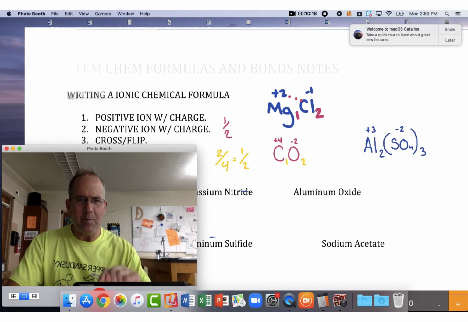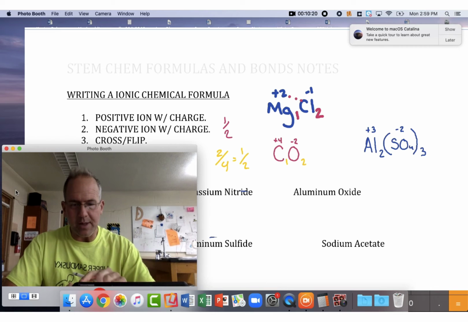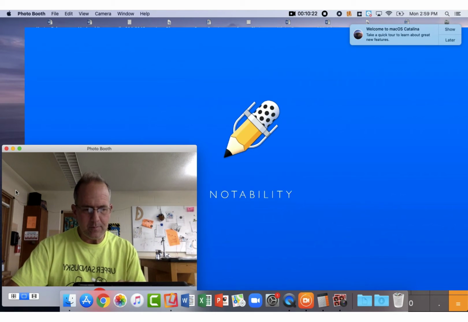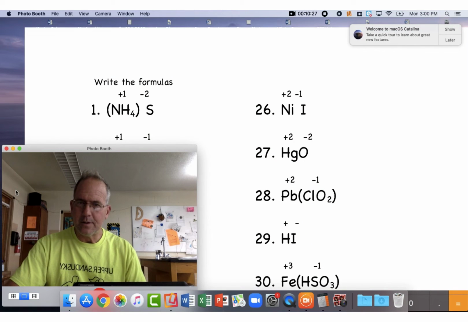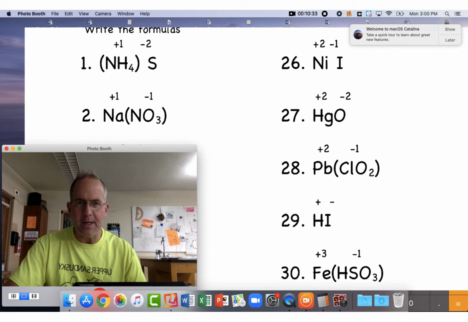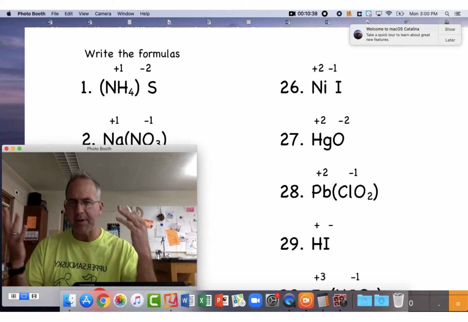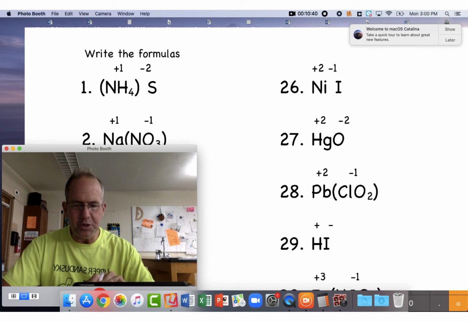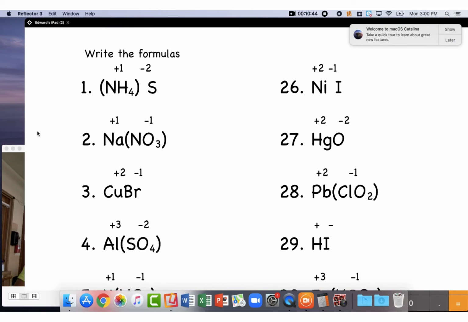Now, I have a paper attached on Schoology called Writing Formulas. So let's go to that now. Writing formulas. There's a polyatomic ion right off the top. And look, this first page, I went ahead and I put the charges on there for you. Now, if you do this in Kami and Schoology, you shouldn't have to even rewrite the symbols because I tried to make them big enough so you could do it.